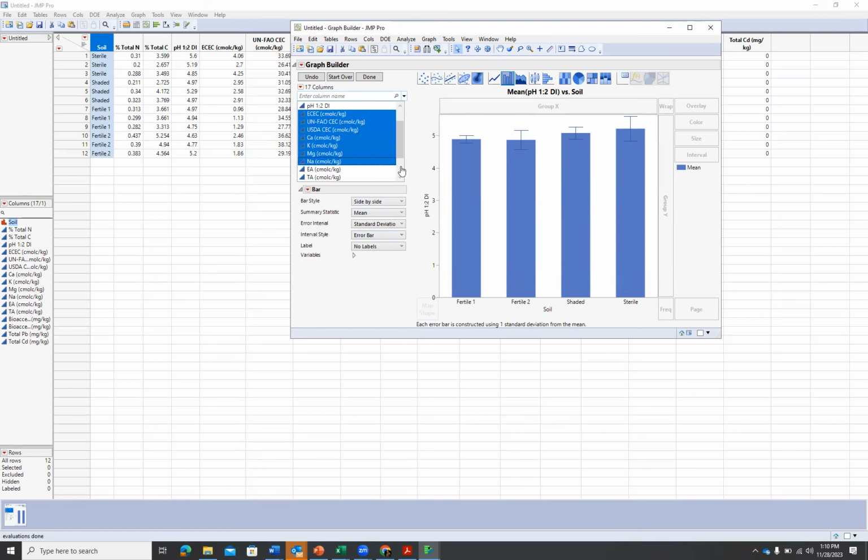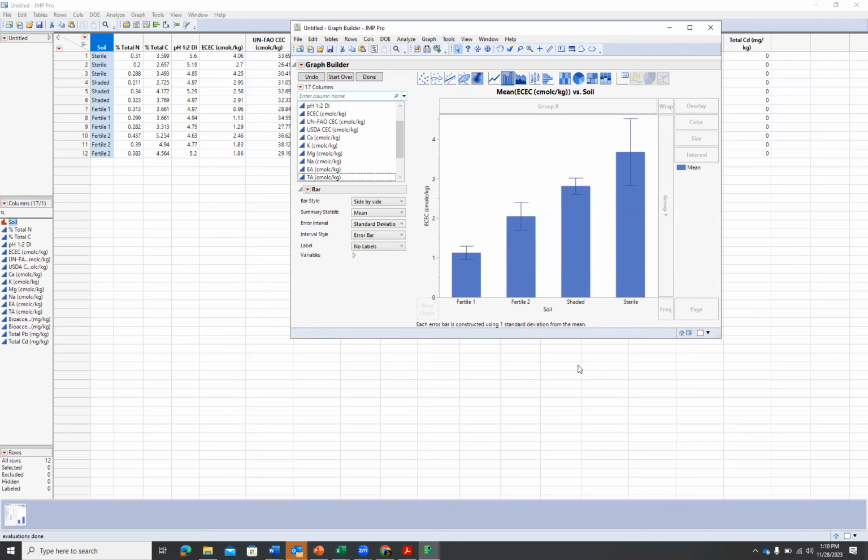Let's try ECEC. And with ECEC, there might be something there, right? Interestingly enough, where we see a low effective cation exchange capacity, we see what the farmer classified as more fertile soils, or more fertile growing conditions, which is kind of opposite of what we might expect. Although we also notice that the ECEC levels are pretty low in general, right? They go from a little over 1 to around 4, which is low, but not unexpected for a highly weathered soil from Costa Rica.